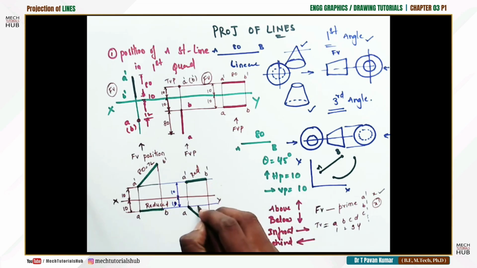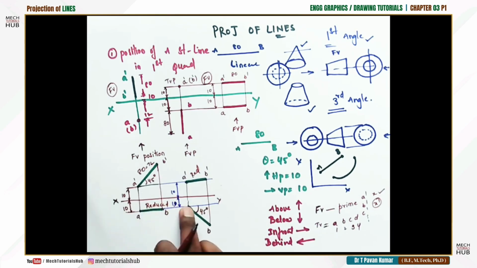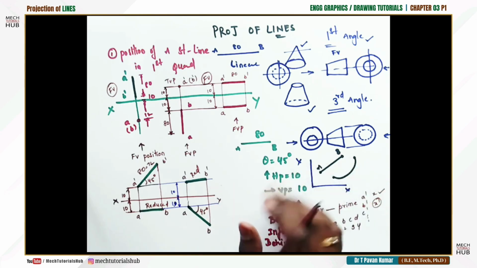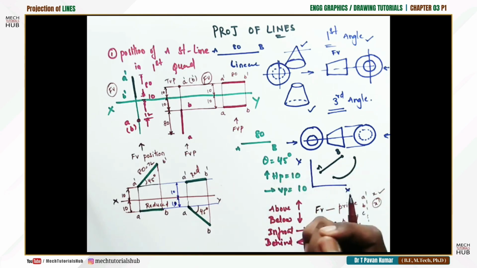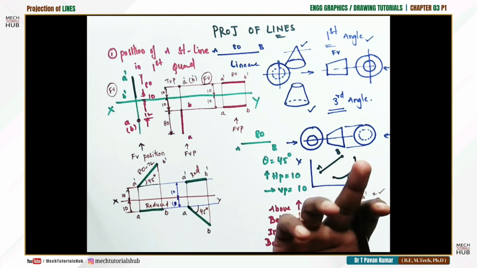Now this angle is 45 degrees. This is also 45 degrees. When you club these two, it will give you a line inclined to both the planes, which is a tricky question in projection of lines. Not a tough job. The only thing is we need to imagine. Have patience, and imagine whatever question is given to you in the examination. Try to imagine yourself.